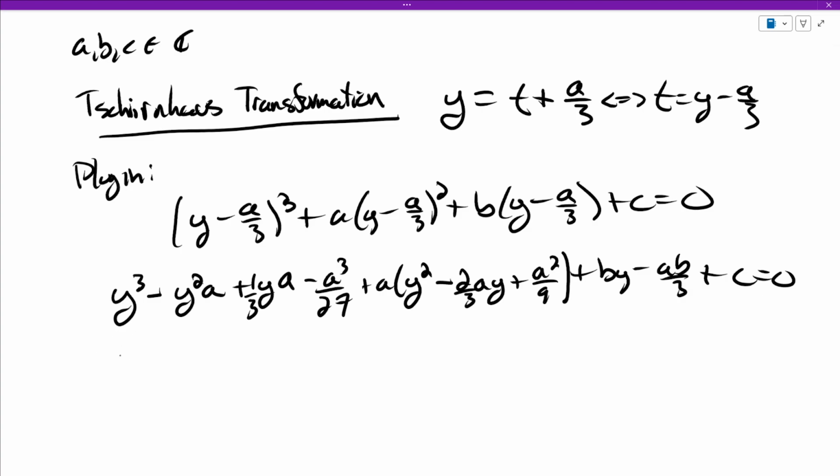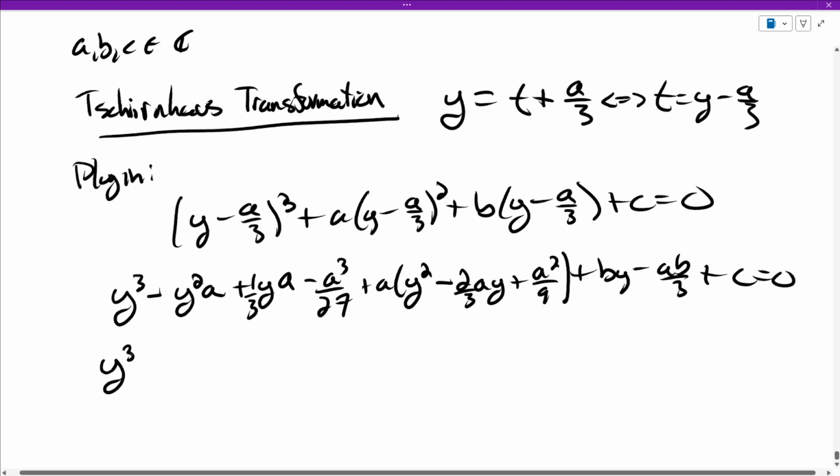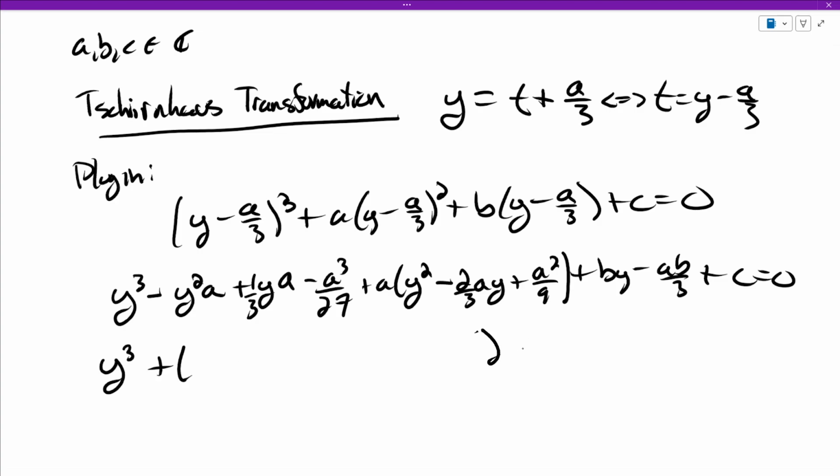Okay, so let's collect some terms now. We have a y cubed. That's the highest power of the new variable y, and it's still monic. Okay, good. Let's collect all the y squareds now. Put all the y squareds right here. We have a negative a y squared. I'm going to underline in orange the ones I've taken care of. So took care of that. I'm going to take care of this one now, and then we have a plus a y squared here. So that's plus a, and that's all of our y squareds, right? Let's erase that.